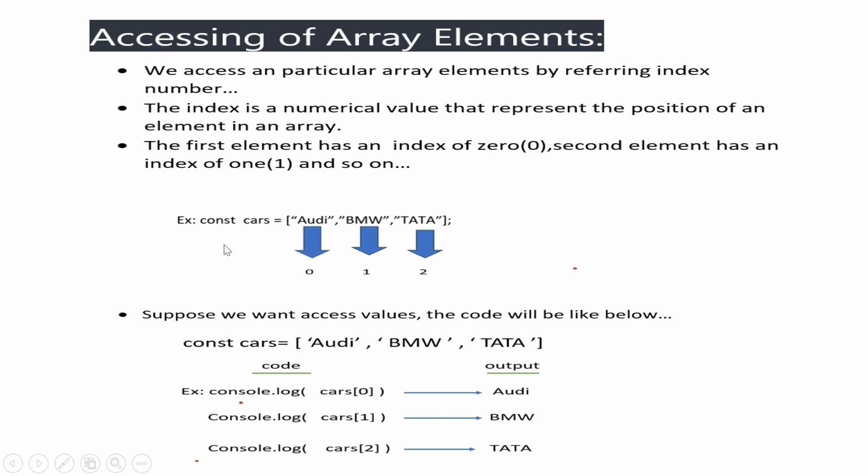See, the array has these three elements. So 0 is the position of the first element, 1 is the position of element 2, and 2 is the position of the third. So the first element has an index of 0, the second element has an index of 1, and so on. That's why we say the array index is a numerical value that represents the position of an element in an array.